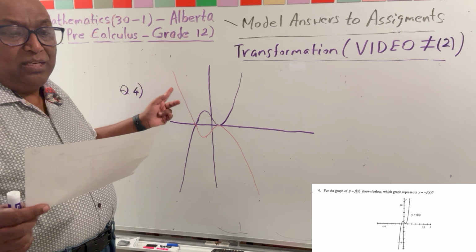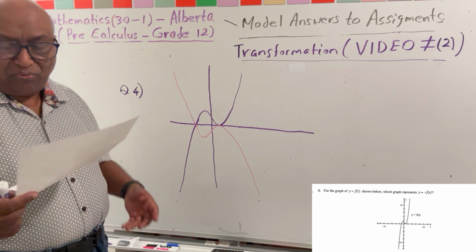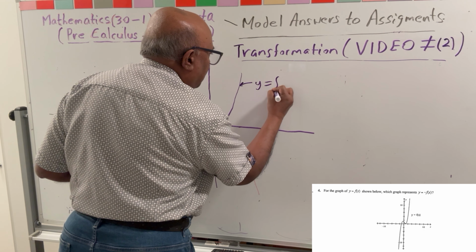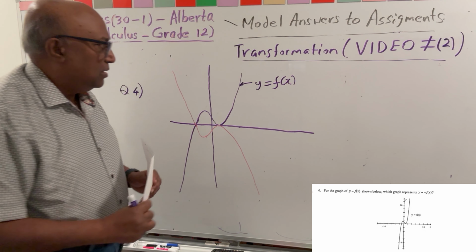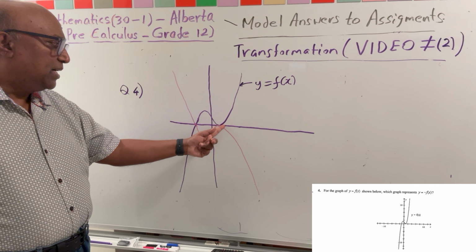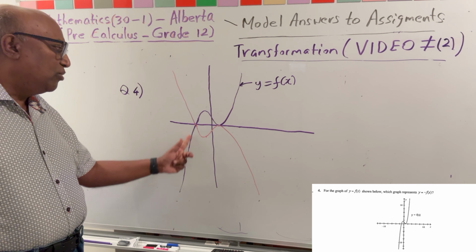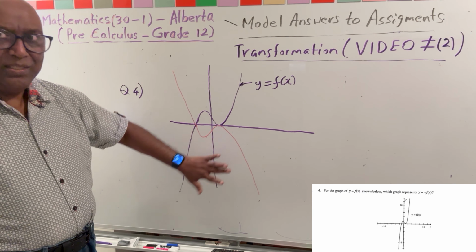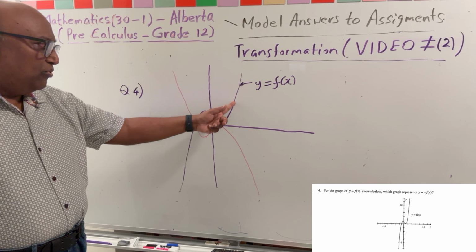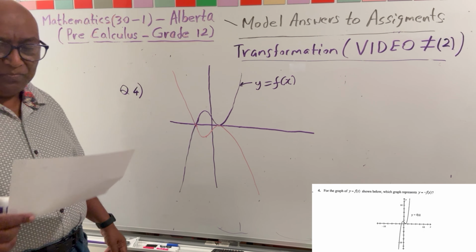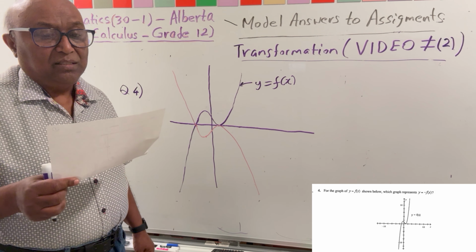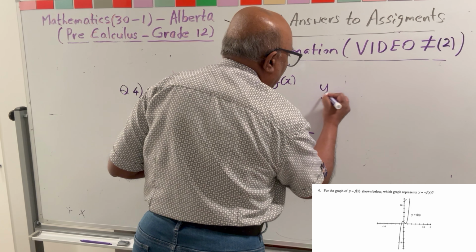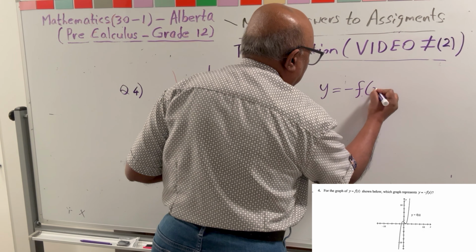Question number 4 says, for the graph of y equal to f of x, this is the graph of y equal to f of x. I have drawn this graph with the purple color. This is the graph of y equal to f of x, purple color. The question asks which graph represents y is equal to negative f of x.